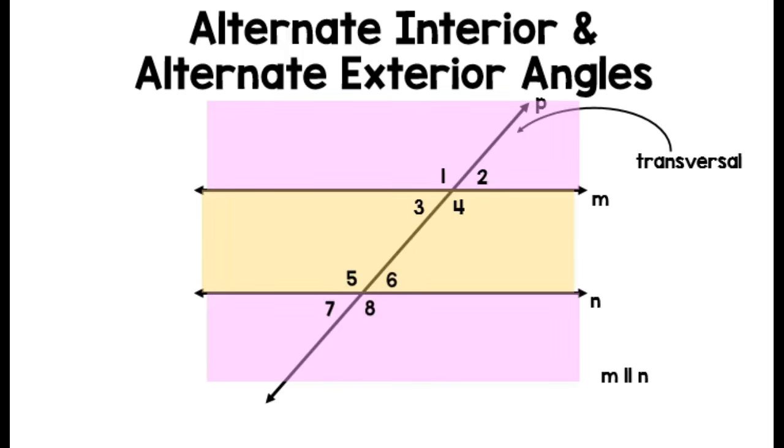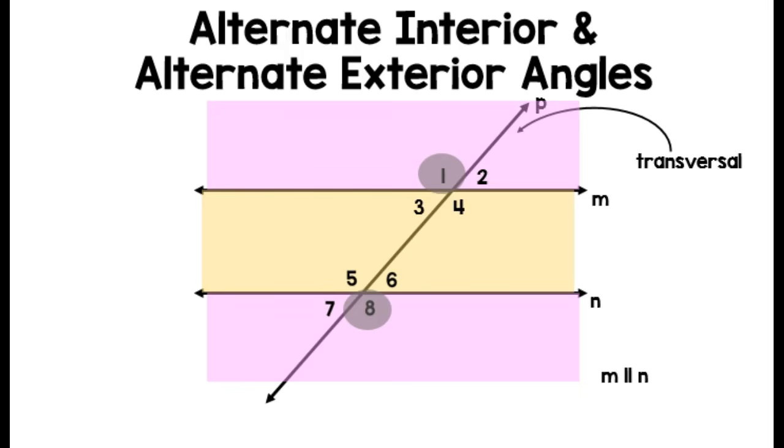Once we have the transversal, now you see that there have been 8 angles created. And you can see there are 4 angles on the exterior. They're in pink, angles 1, 2, 7, and 8. And there are 4 angles on the interior. They are in the yellow, and that is 3, 4, 5, and 6.